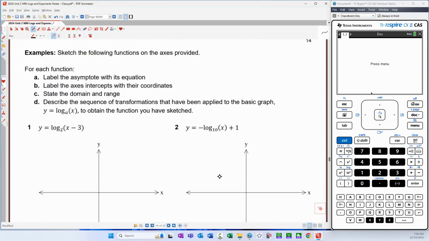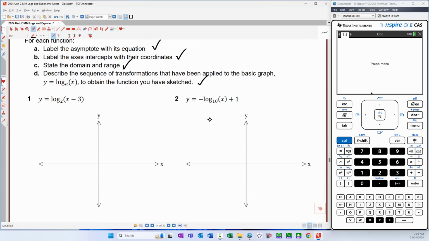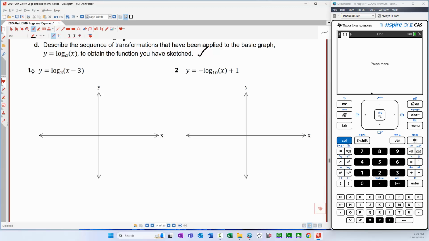All right, so let's do some sketches. What we're going to do is label the asymptote, label axes, intercepts with coordinates, state the domain, and also talk about the transformations. So this log graph here, we immediately can see that it's gone to the right 3 units. So let's note that there is a translation, 3 units right. That means we're going to pop the asymptote 3 units to the right as well.